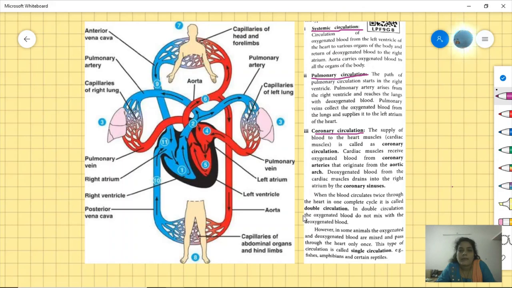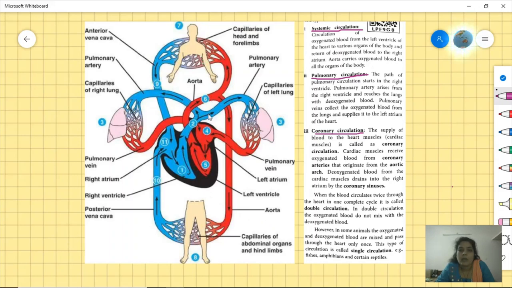Double circulation is twice through the heart but one complete cycle. Two times means one way oxygenated blood and another way deoxygenated blood in one complete cycle, and the two bloods won't mix together. But in single circulation, when the blood is moving, oxygenated blood as well as deoxygenated blood mixes together. Example: fishes, amphibians and reptiles.